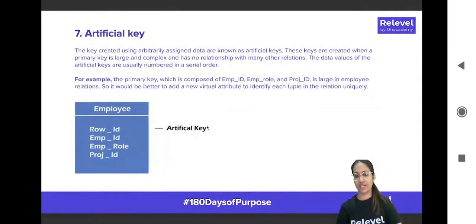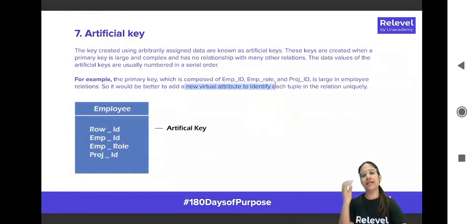Okay, and that is what it says over here. But an artificial key is not really a particular attribute. These are arbitrarily assigned data to the particular relation that you have. You can see here, the row ID is nothing but a virtual attribute that is added to uniquely identify each tuple in the relation.